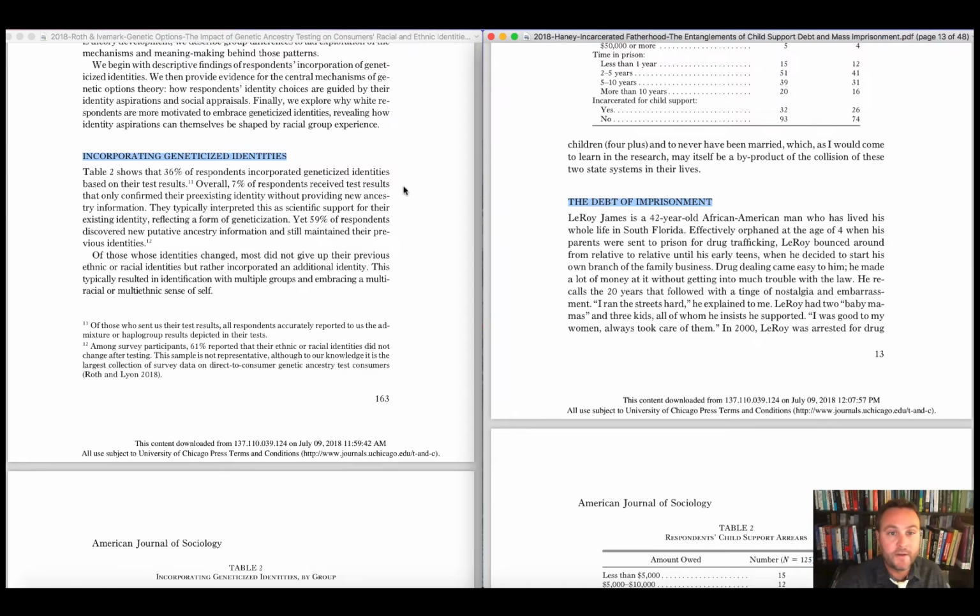Now, these are both the findings sections, the beginning of telling you what they found, but you notice they start with the topic of what they found. They don't actually call it findings. Now, you can call it findings. That does happen in some articles, but don't be thrown off when you see an article that says something like this, incorporating geneticized identities or the debt of imprisonment. These are findings. They're just what the findings are about. And so they chose to make the headings of the findings section topically what they had found.